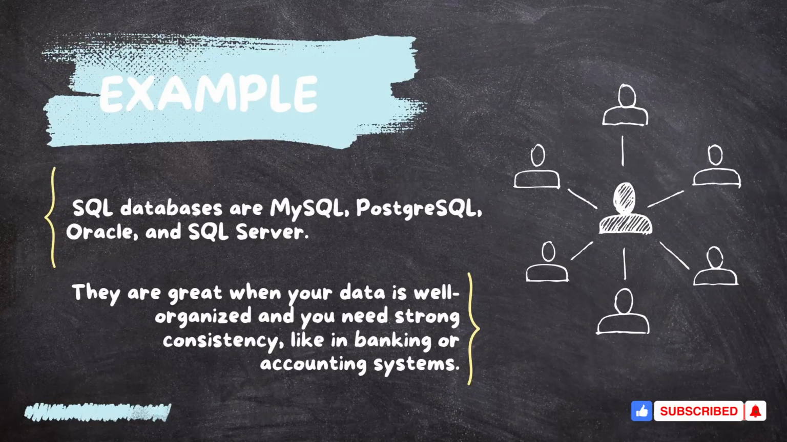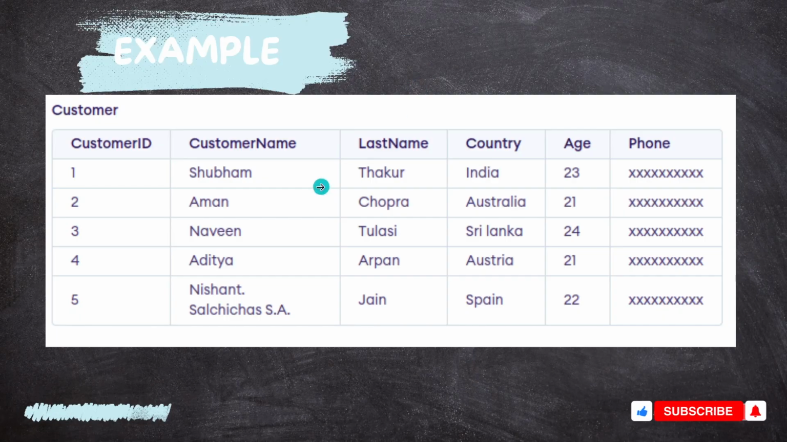Now, where SQL databases are MySQL, SQL Server, Oracle, where data is organized in a well format and needs to be strong consistency, like banking, accountancies. This is the example of SQL, where each column represents the attribute or the type of data, like in the format of text, numbers, and dates, and each row represents the record, like entry of the particular customer, its name, its last name, its address, its age.